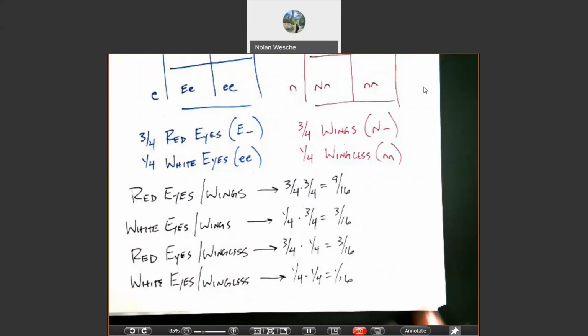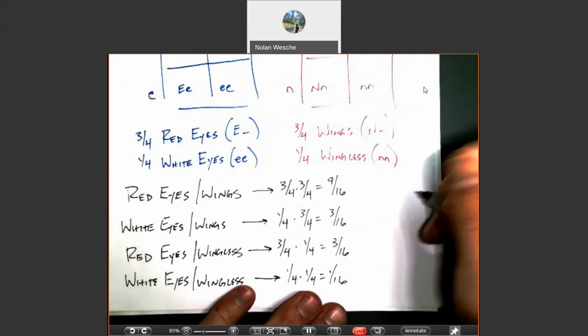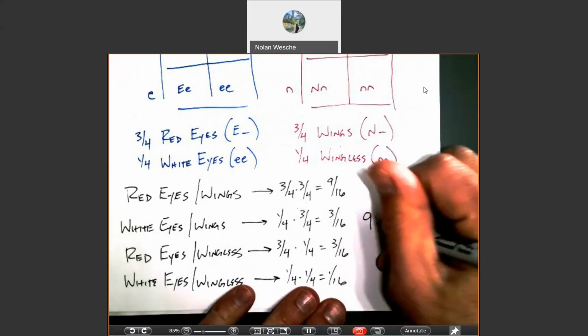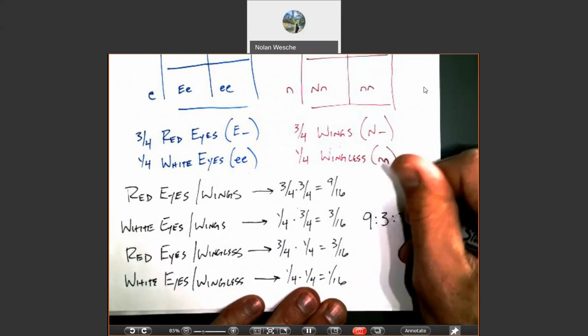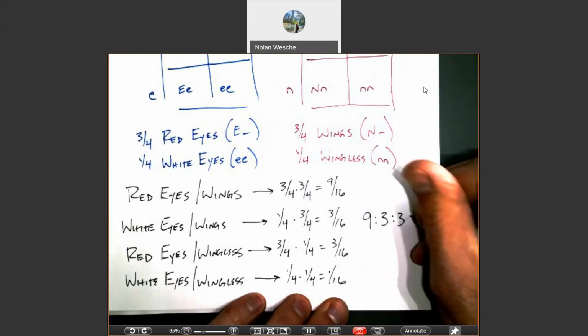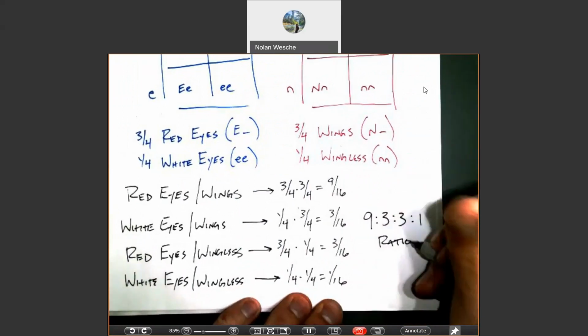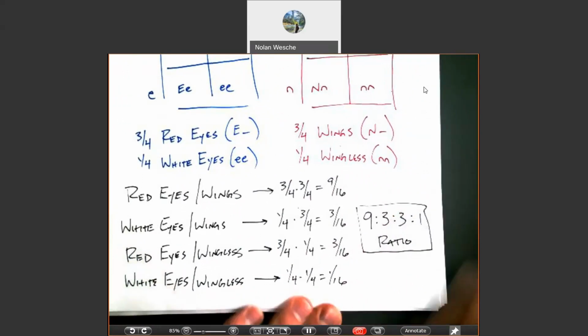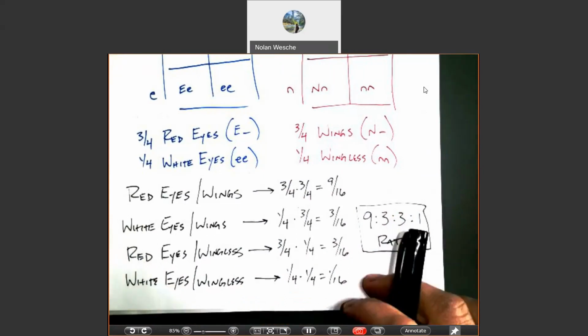So our ratio is just taking the top part of those fractions and comparing them. So we have a 9 from 9/16, to 3 from 3/16, to 3 from the other 3/16, to 1 from 1/16. And that would be our phenotypic ratio. We have a 9 to 3 to 3 to 1 phenotypic ratio in terms of the offspring. So how do we use this? Let's show you how you would use this ratio.